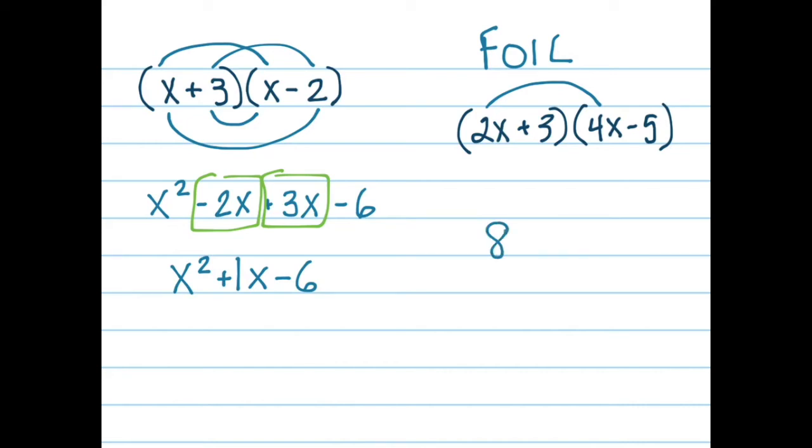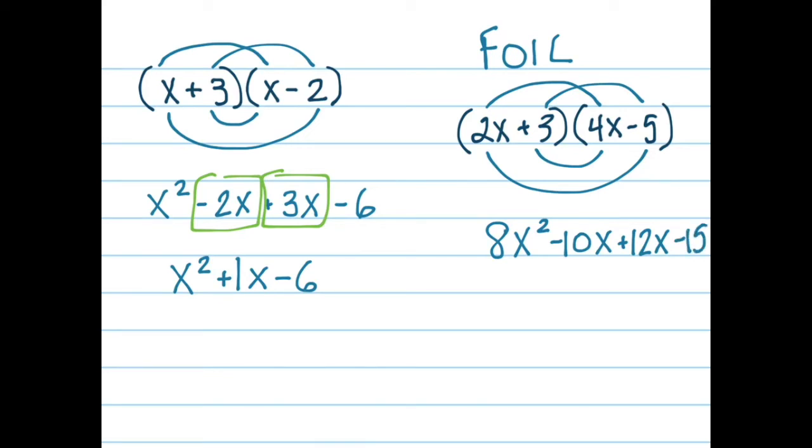X times x is x squared. Outside, 2x times negative 5. So we multiply the 2 and the negative 5 to get negative 10, and the x just comes along. We do our inside. Positive 3 times positive 4 is positive 12, and then that x comes along. And our last. Positive 3 times negative 5 is a negative 15.